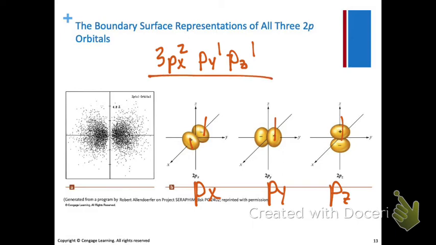So you might eventually get to a point where you spell out the individual versions of the orbitals. That's not something I'm going to ask you to do right now, but I want you to be aware that it does go a little bit deeper based on the versions of those orbitals.